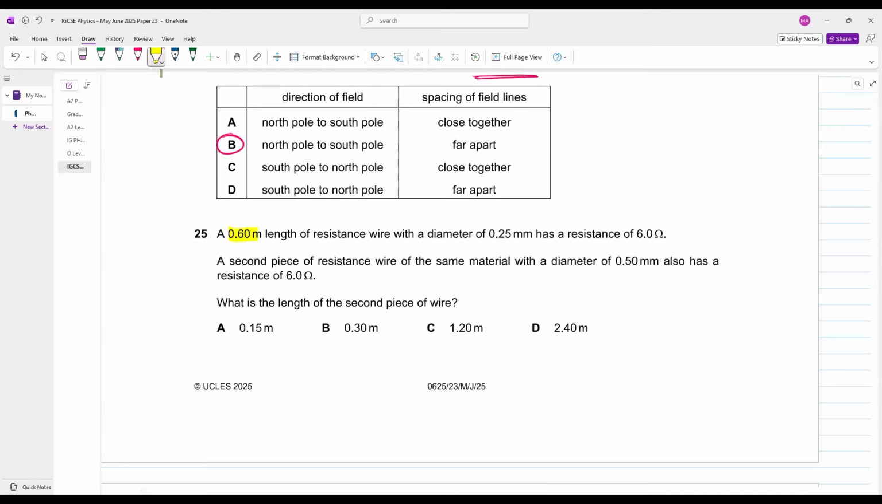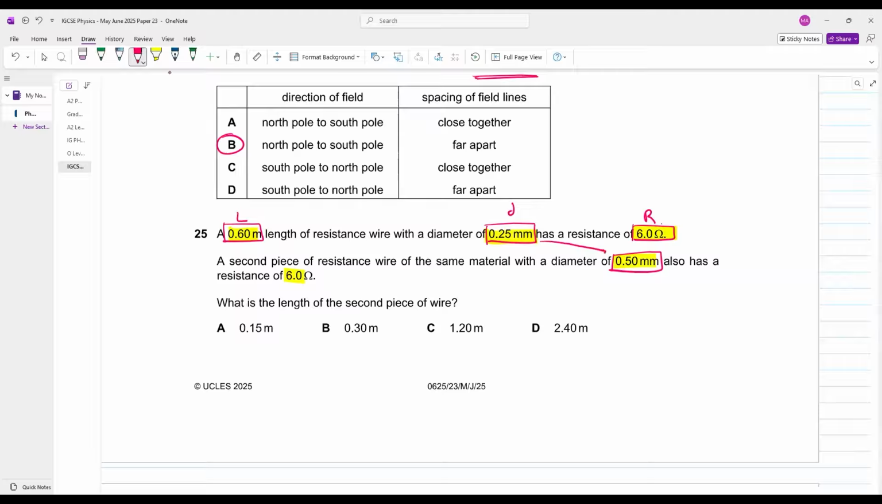Okay, let's see question number 25. A 0.6 meter length of resistance wire has a diameter of 0.25 millimeter and has a resistance of 6 ohms. A second piece of resistance wire of the same material has a diameter of 0.5 millimeter, also with a resistance of 6 ohms. What is the length of the second piece of wire? अच्छा जी बेटा, जो आपका first piece of wire है उसका diameter क्या है? 0.25 millimeter. Length क्या है? 0.6 meters. Resistance क्या है? 6 ohms.